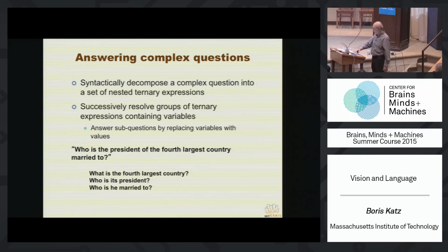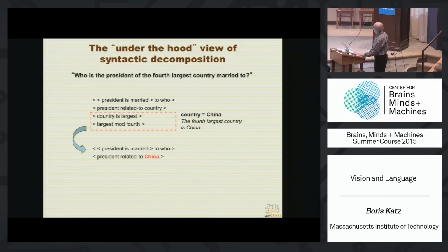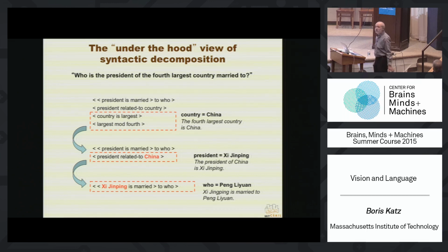And very quickly, this is how it's done schematically. This is sort of under the hood, the Turner expression representation of the question. The machine says, oh, too hard. Let's first find out what the fourth largest country is. It's China. Then, it's still hard, so let's find out who the president of China is. Found the name, and then the next is just a lookup table. Who is he married to? And it gives you an answer.